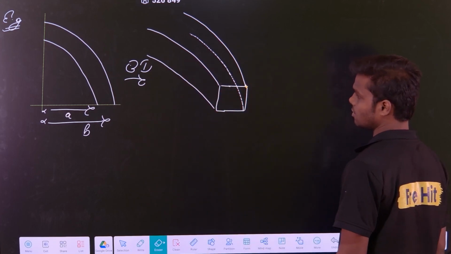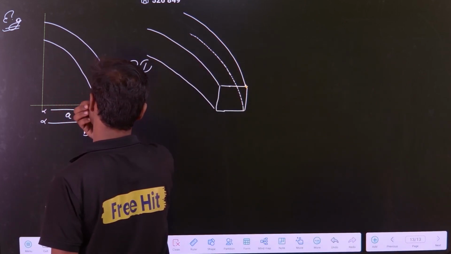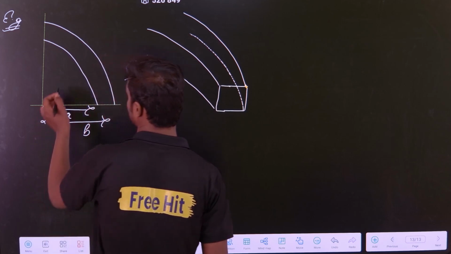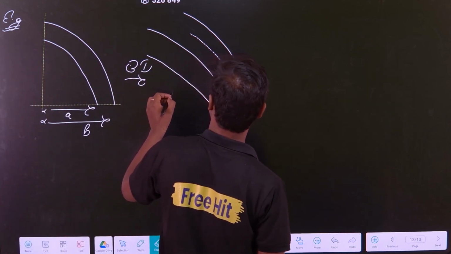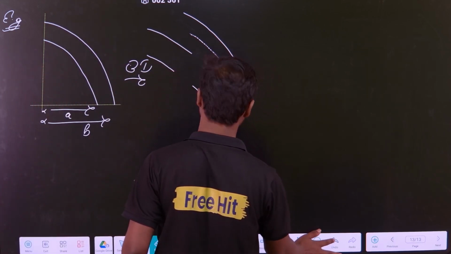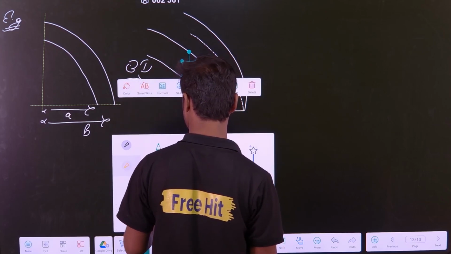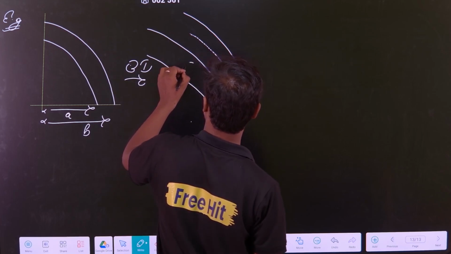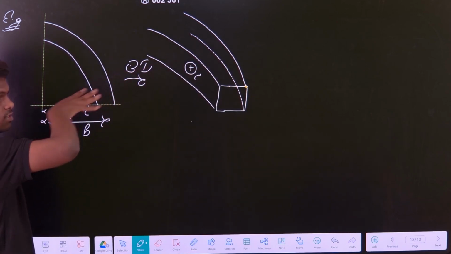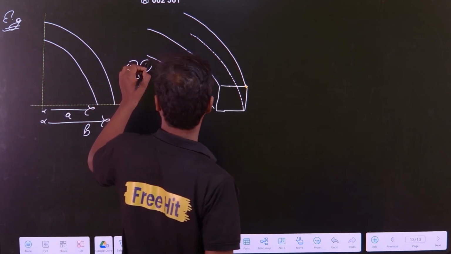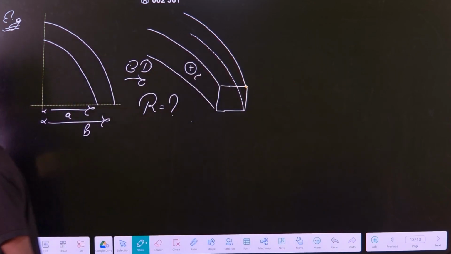So it is something like this, and suppose the current is flowing like this, going inside like this. Are you getting my point? Basically like this. I have drawn this structure in 3D. Now I hope you are understanding. Now for this you have to find the resistance. Calculate the resistance for this.